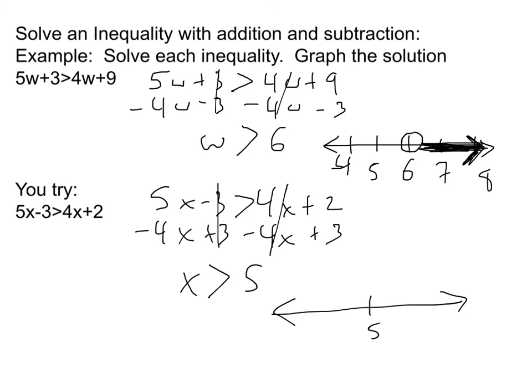So here's 5, that's 6, that's 7, 4, 3. Again, it's an open circle because it says greater than. It doesn't say equal to, it says greater than. And then we want to go greater, so that would be to the right, because 6 is greater than 5, and 7 is greater than 5, and all the numbers to the right are greater than 5. So there's our solution on a number line.